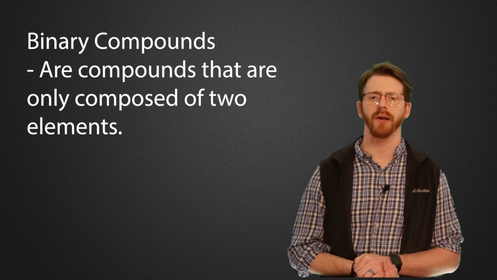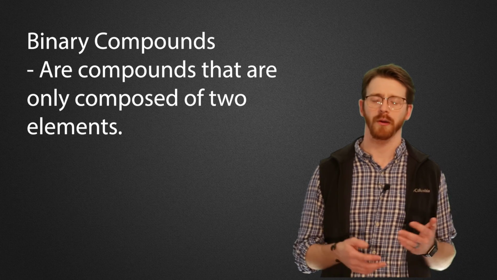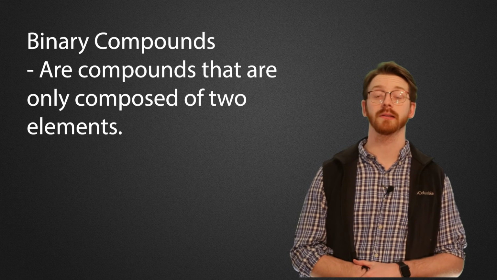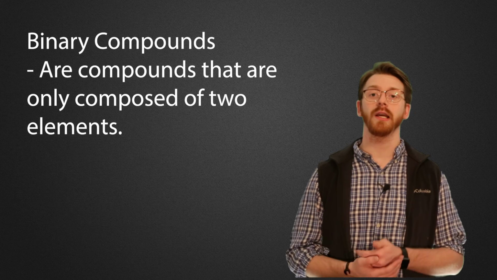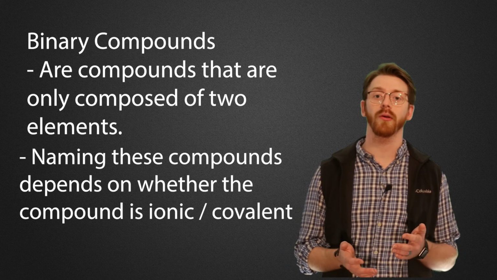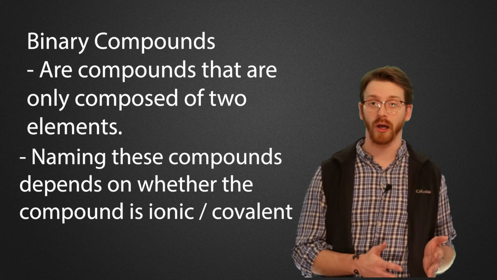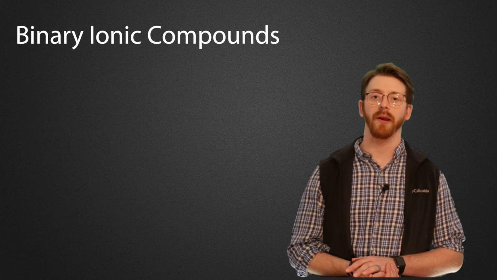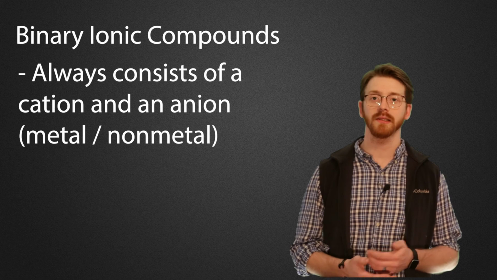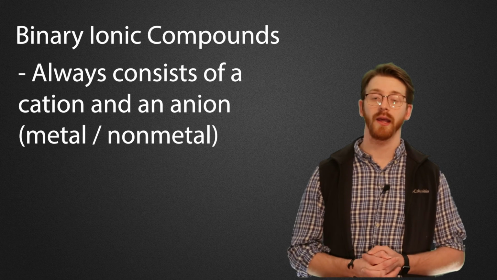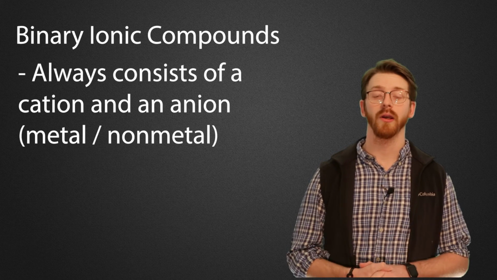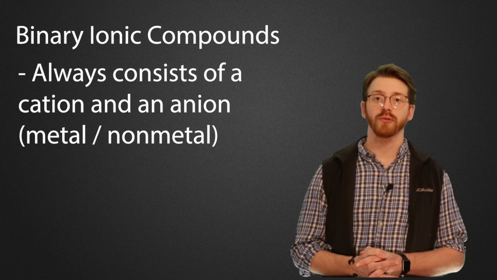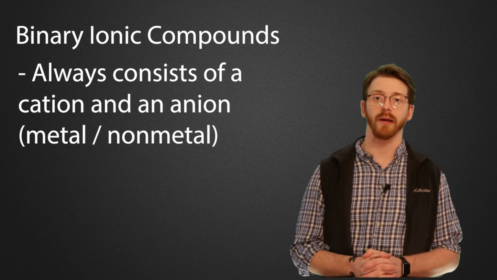To make things easy, we'll start with binary compounds, or compounds composed of only two elements. The methods that we use to name these compounds depend on whether the compound is ionic or covalent. Binary ionic compounds always contain a positive ion or cation and a negative ion, an anion. We use the following rules to name binary ionic compounds.